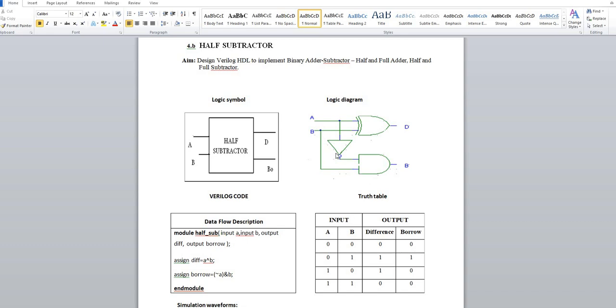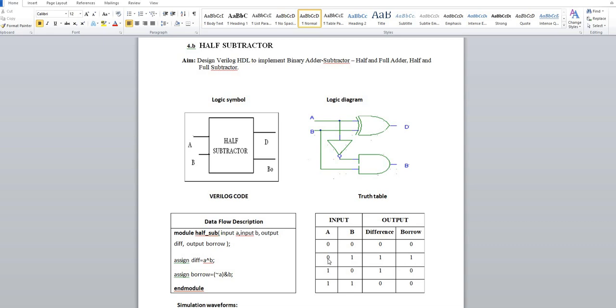And the borrow is represented with a NOT, because it is not possible to perform 0 minus 1. So in order to perform the subtraction, we take 1 as a borrow, which in turn becomes 10. 10 is the binary representation of the decimal number 2. So this 2 is considered, and 2 minus 1 will give you the difference as 1. That is why the logic assigns borrow as NOT of A and B. So you will obtain the borrow.